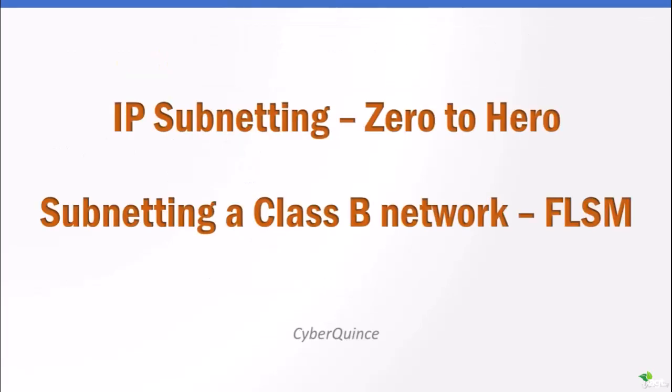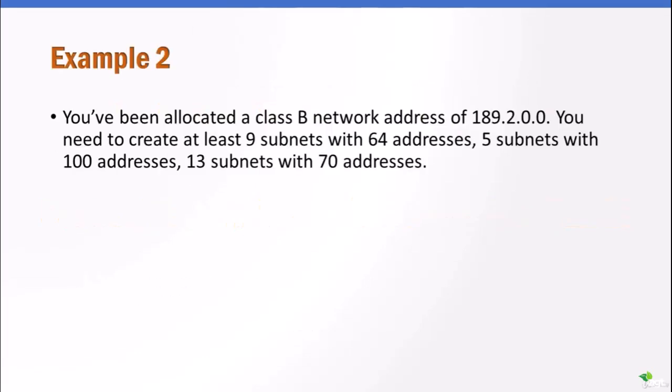Subnetting a class B network using FLSM, example number 2. This time, we've been allocated a class B network address of 189.2.0.0. And we need to create at least 9 subnets with 64 addresses, and then 5 subnets with 100 addresses, and then 13 subnets with 70 addresses.